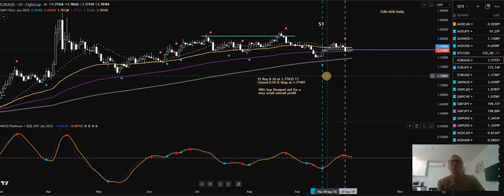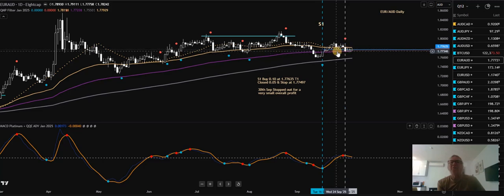Euro Aussie, I was in this buy here on the 17th of September. It went up a little bit, then came back down by the time the MACD's gone through the zero level. And on the 30th of September, on the open of this candle, before we got this red dot on the open there, I was stopped out.